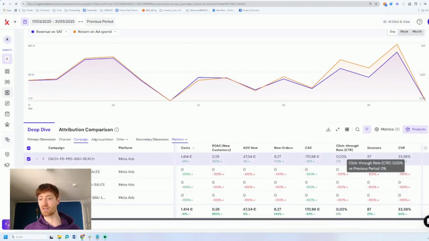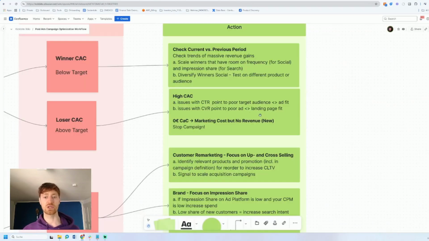So you can see the click-through rate here is actually very low, whereas the conversion rate is high. So in this example, we have a perfect example to look at a low click-through rate, which would lead to a poor target audience to ad fit. That could be the problem that we are facing here.